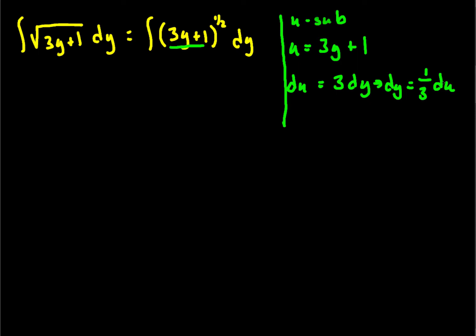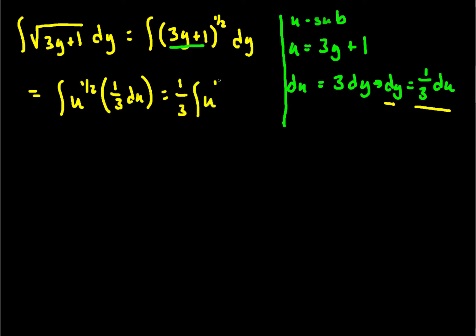Now this integral becomes the integral of u to the 1/2, since u is exactly what 3y plus 1 is, and then dy can be replaced with 1/3 du. In more natural form, I can factor this constant out. So this is 1/3 times the integral of u to the 1/2 du. And now we can use our power rule.